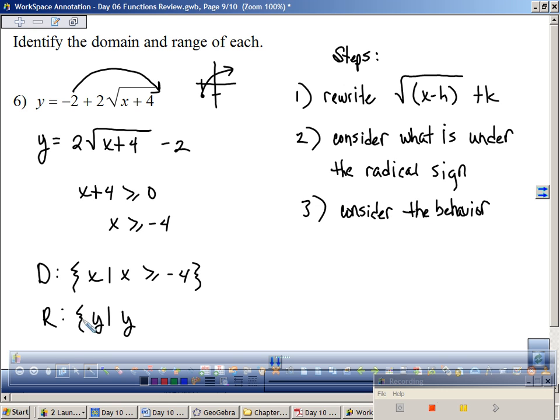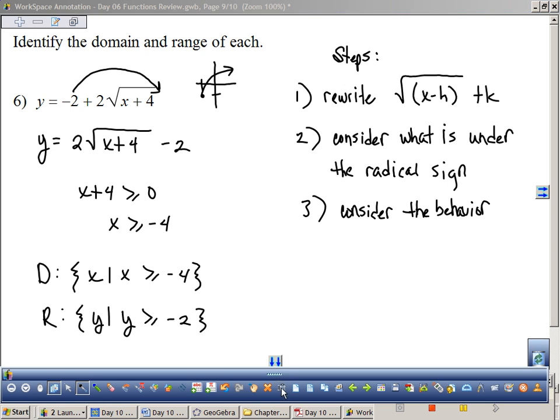Okay. So consider the behavior. So y must be greater than or equal to what? -2. Maybe we should have done the other one first.